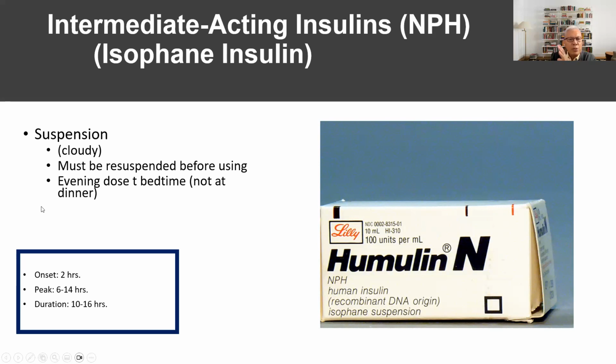So what's the importance of this? You must resuspend them before using. What does that mean? So when you have an NPH insulin, and you have particles right over here, the particles are going to be heavy. And therefore, they're going to go to the bottom. So if you do not resuspend them, and you only take this top part right over here, you're actually only giving regular insulin.